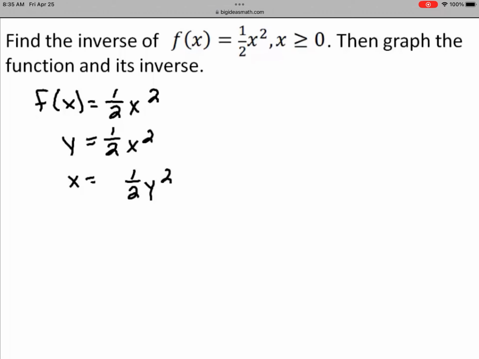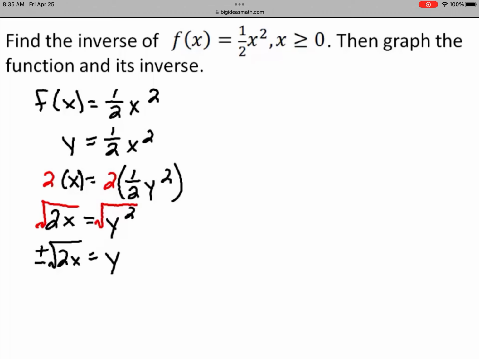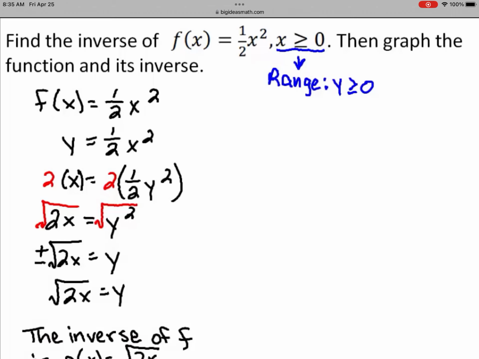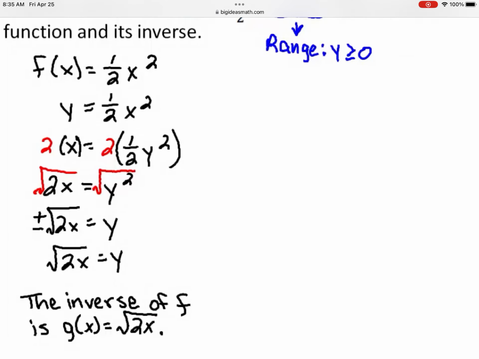To solve for y, first multiply each side by 2, giving you 2x equals y squared. Then take the square root of each side, giving you the positive or negative square root of the quantity 2x equals y. Because the domain of f is restricted to non-negative values of x, the range of the inverse must also be restricted to non-negative values. So the inverse of f is g of x equals the square root of the quantity 2x.